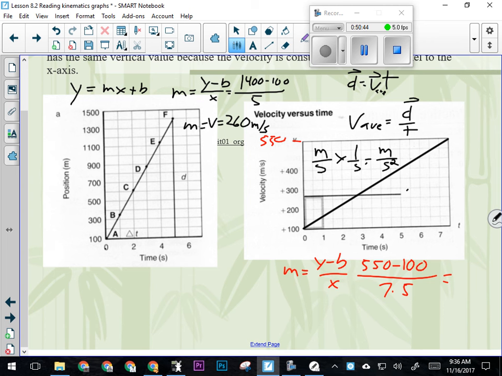Okay, meters per second squared is the rate at which the velocity is changing. It's changing by 60 meters per second every second. So the next second I'll be going 60 meters per second faster than the second before. That is an incredible rate of acceleration.